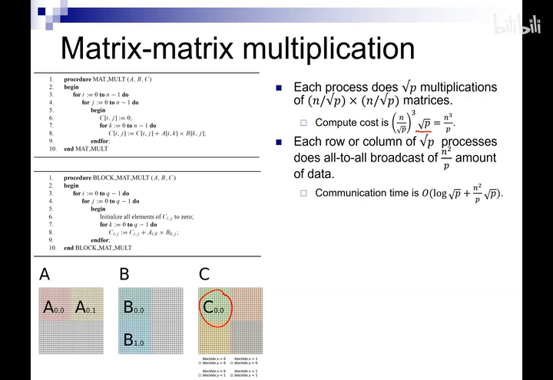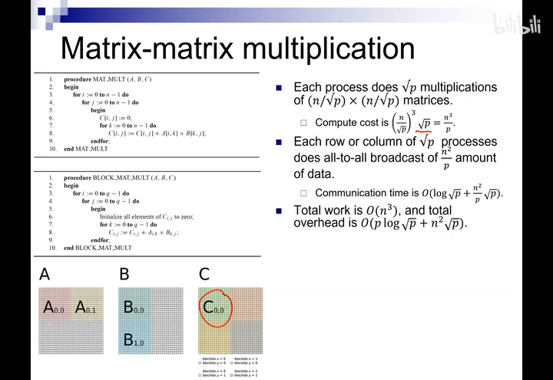And then the total amount of data that each process receives: it doesn't just receive one block, right? It receives the blocks from this entire row. The entire row has root p blocks in total. Each block has this amount of data, so the time for the all-to-all broadcast is going to be just the total amount of data that you're receiving, basically. So it's going to be this expression, more or less.